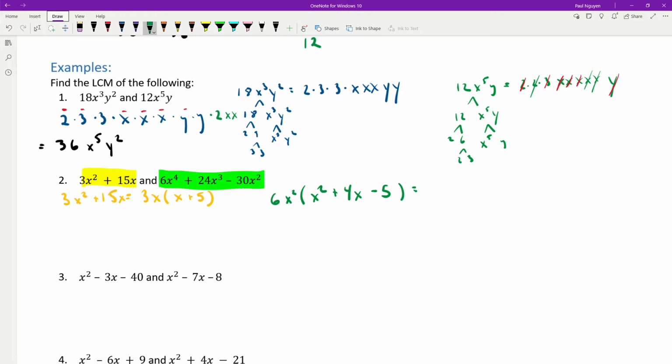We have to keep factoring. So this first part seems factored well enough. But the second part here, there are 3 terms, 1, 2, 3. So we can use the headless man. We want 2 numbers that multiply to negative 5 that add up to 4.